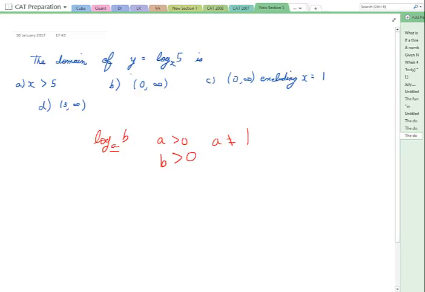So if you have the function as y equal to log x 5, x needs to be greater than 0, and x cannot be equal to 1. We'll look into it when we study logarithms, so don't worry a lot about it if you're not able to follow. But here the answer would be C.